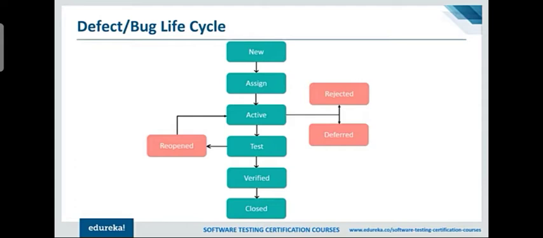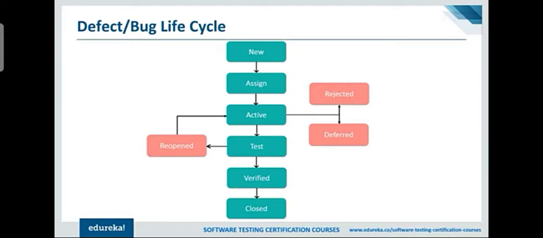And you can see from active state, it goes to two more stages, that is rejected and deferred. Rejected means if the developer feels that the bug is not genuine, he rejects the bug. Then the state of the bug is changed to rejected. Deferred state indicates the bug is expected to be fixed in next releases. The reasons for changing the bug to this state have many factors.